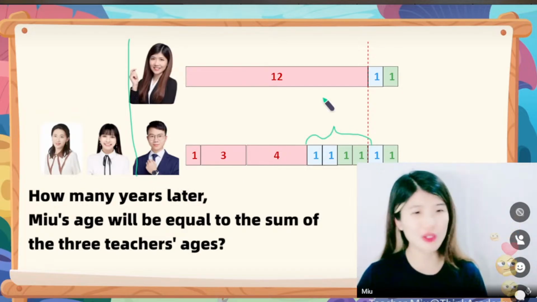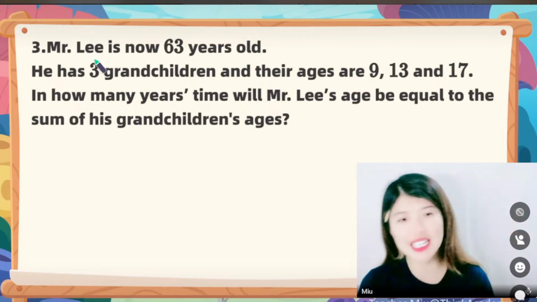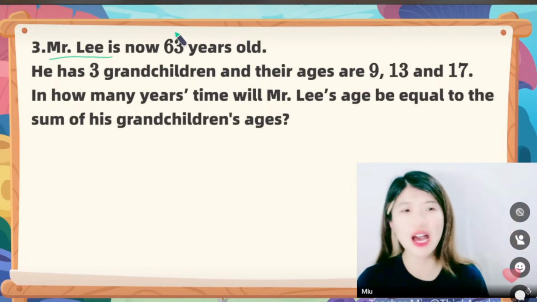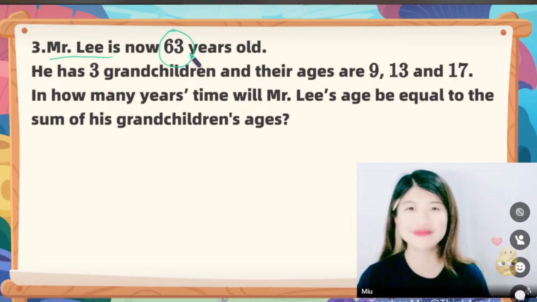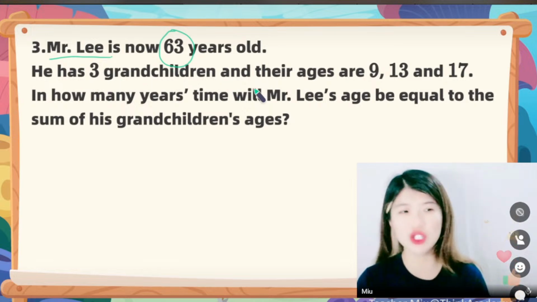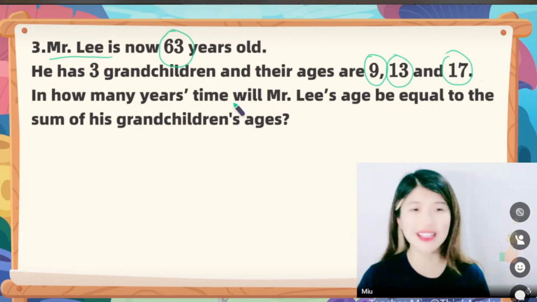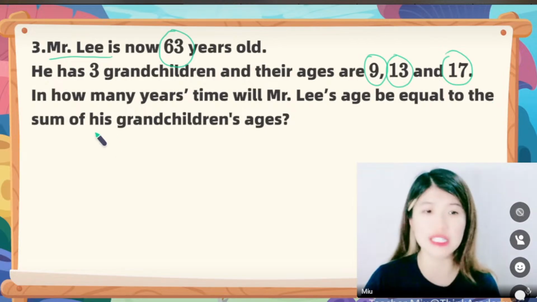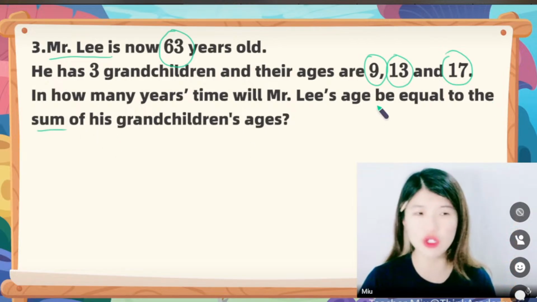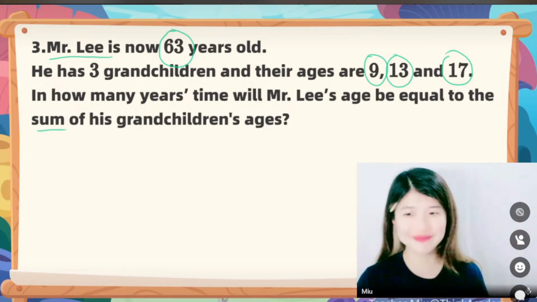Now let's try one question. Mr. Lee is now 63 years old. And he has 3 grandchildren, and their ages are 9, 13, and 17. In how many years' time will Mr. Lee's age be equal to the sum of his grandchildren's age? Any idea?